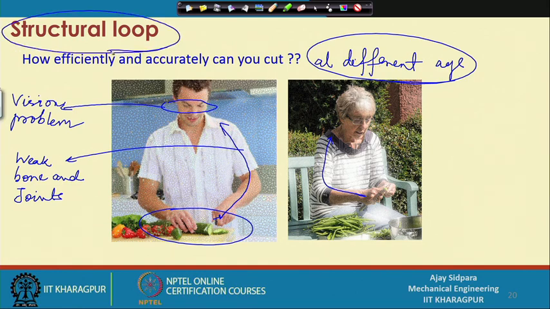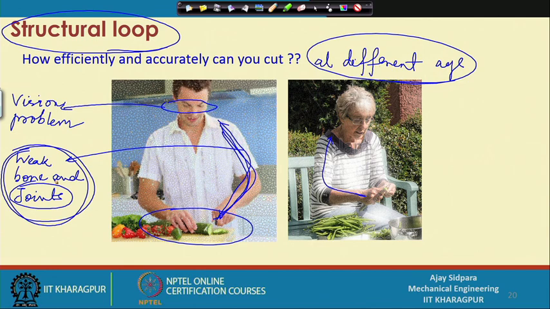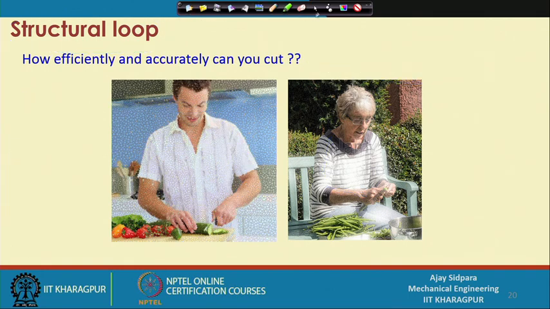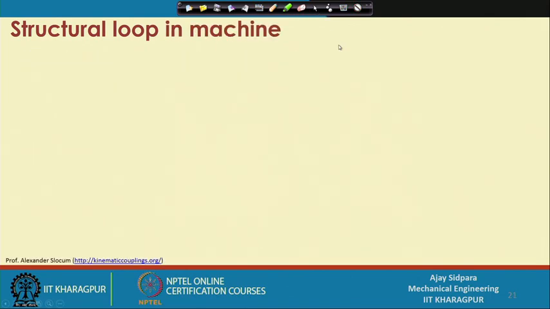But right now, by taking this example, what we are discussing is the joints and the bone strength. If your bone strength and joint strength is very stiff or very high, you can actually do very easy cutting in this case. The same thing is in the machine. So, let us see how we can correlate this example with the machine.